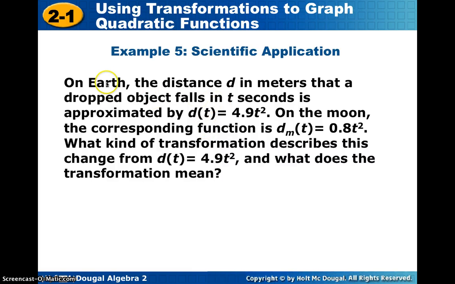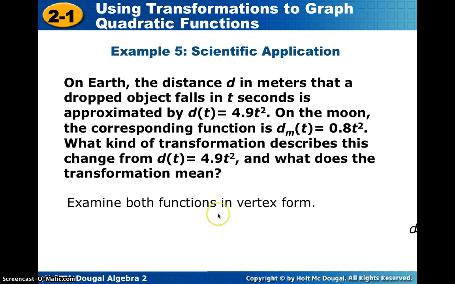So last one here. On Earth, the distance d in meters that a dropped object falls in t seconds is approximated by d(t) = 4.9t². On the moon, the corresponding function is d_m(t) = 0.8t². What kind of transformation describes the change from the original distance with respect to time? And what does the transformation mean? So they're asking us to compare these two and see what kind of transformation happens between the Earth and the Moon. What does that actually mean?